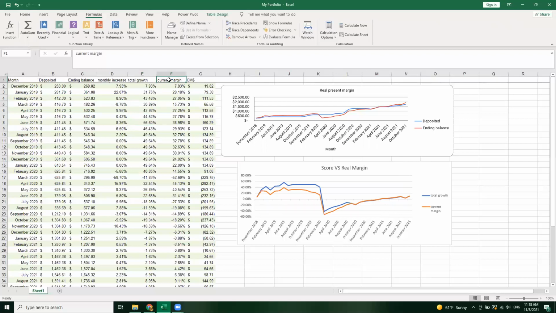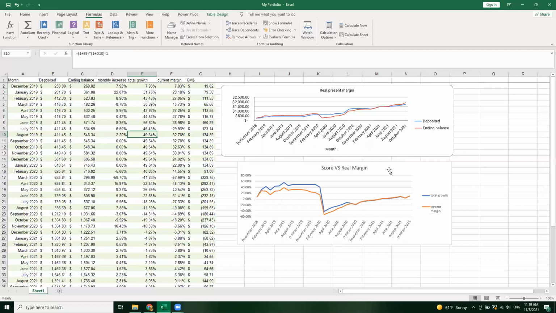Column F is called current margin. What's current margin? Current margin is not total growth. The difference between the two is, total growth is if I look at point A of 250 and point B, right? Total growth, if I divide point B by point A minus 1, that's current margin. But total growth is taking into account all of these percentages. So it's always the previous total times the current, which is why it differs.